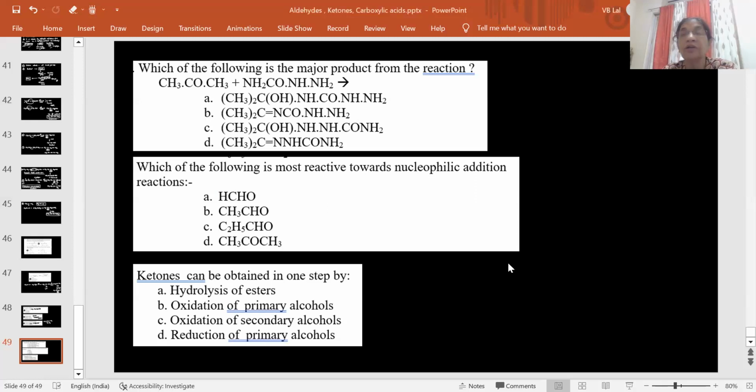Sai Kalyan, can you tell me the answer of the next one? Which of the following is a major product from the reaction given here? Which is the major product? This is a reaction with ammonia derivatives, NH2CONH, and Option B.